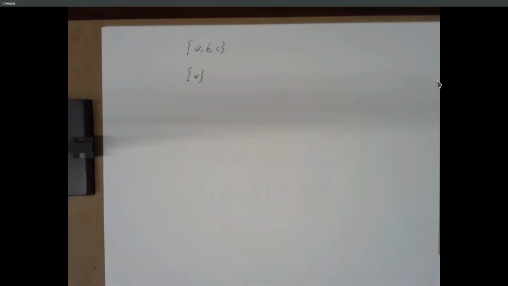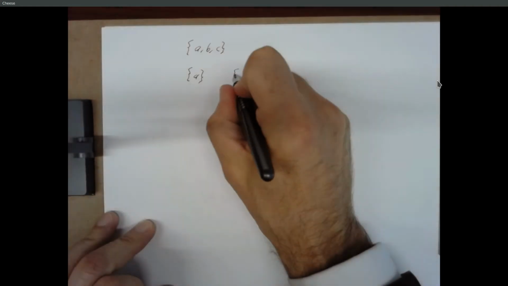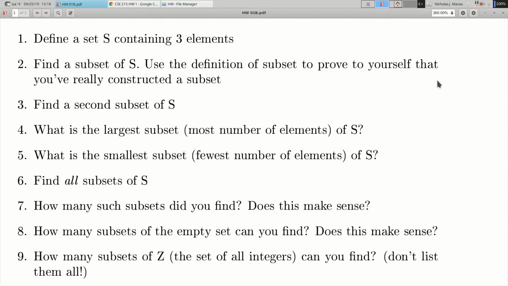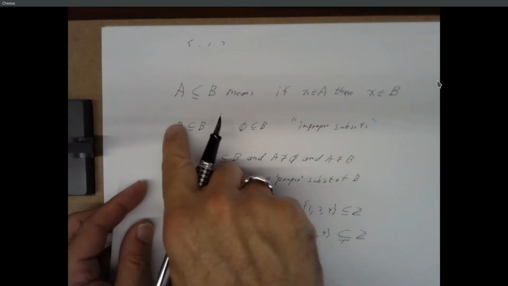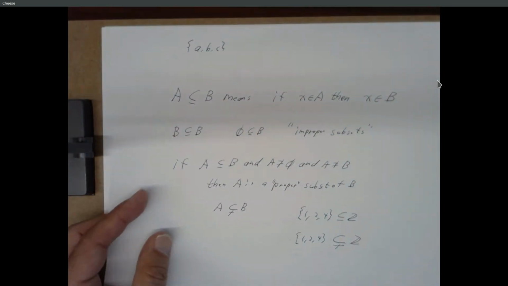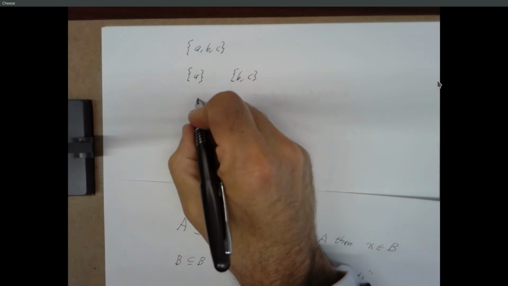Find a second subset of S. Well, I don't know. Here's another subset. How about B, comma, C? So everybody found that. So what's the largest subset of S? The subset containing the most elements. And we already noted before that everything is a subset of itself, right? S is always a subset of S, and that's the largest possible subset.